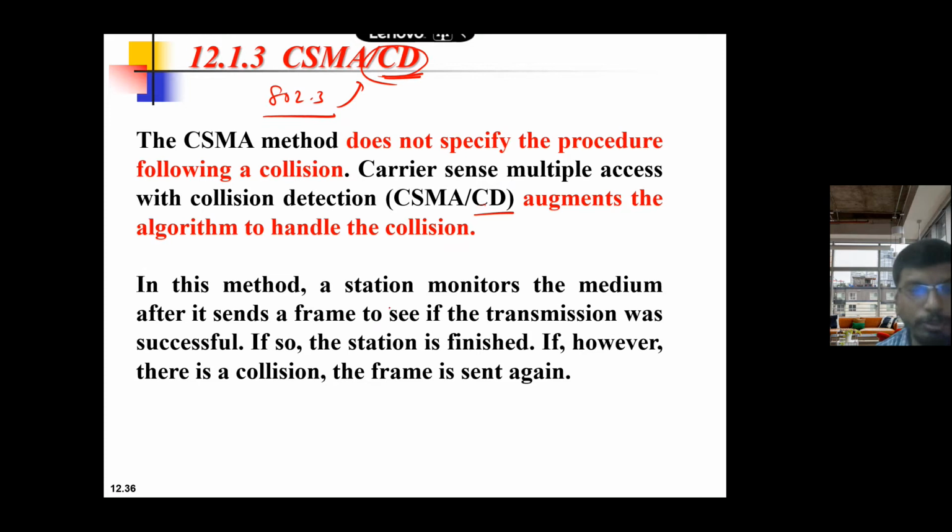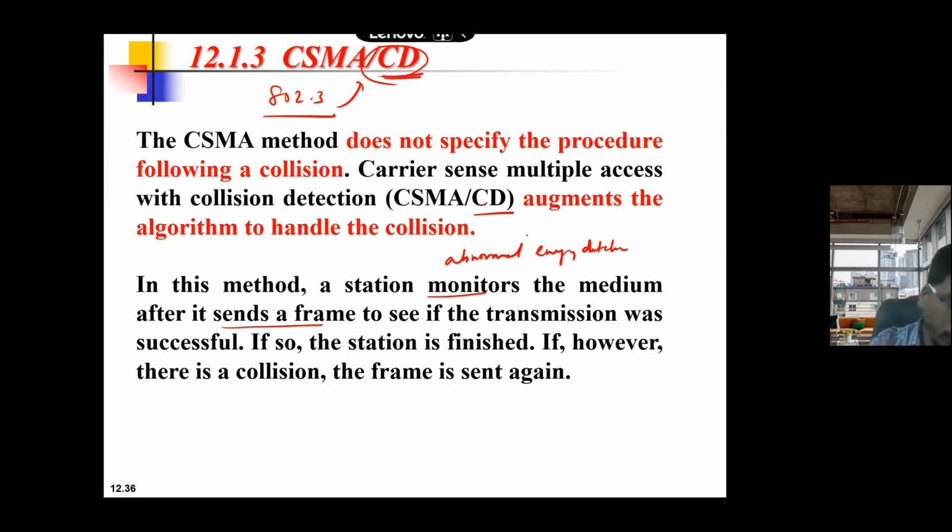In this method, when you are trying to send a frame, the station which is sending the frame is going to parallelly keep monitoring the medium to see whether its transmission is successful or not. In case there is a collision, where another signal or multiple devices got collided, then there's going to be an abnormal increase in the energy, like a spike.